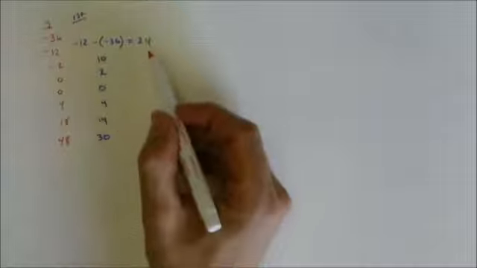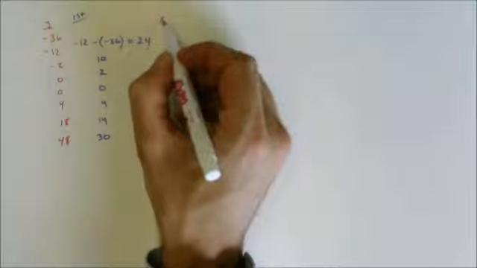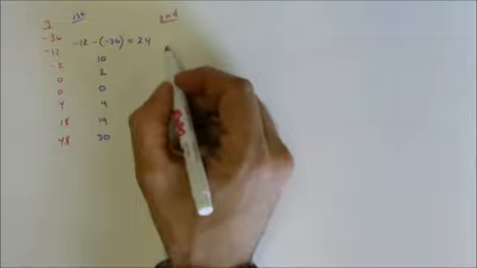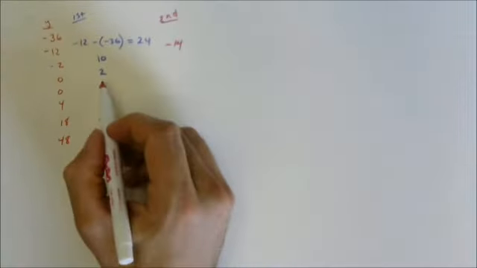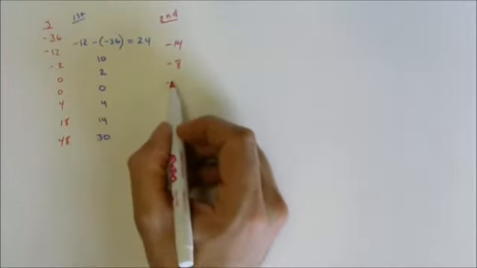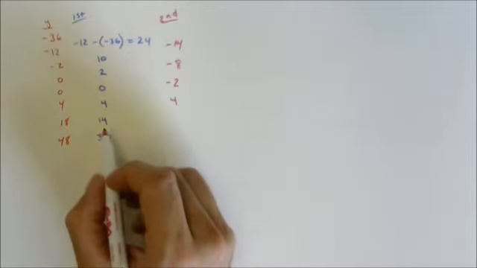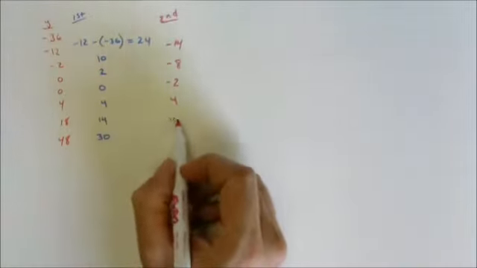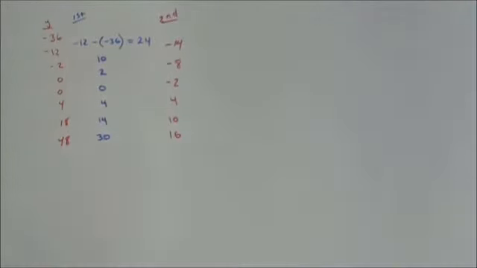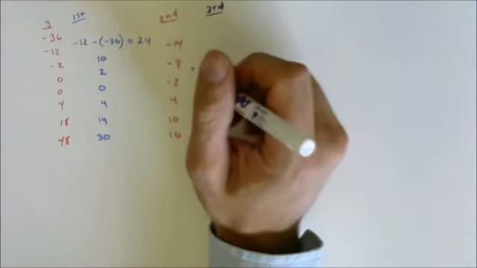Okay, it's not constant, so this function is not linear, so we'll go for our second differences here. 10 minus 24, negative 14. 2 minus 10, negative 8. 0 minus 2, negative 2. 4 take away 0, 4. 14 take away 4, 10. 30 take away 14, 16. Still not constant. Let's go for a third finite difference.